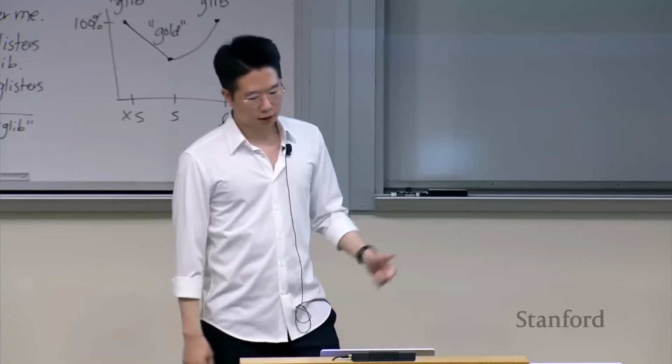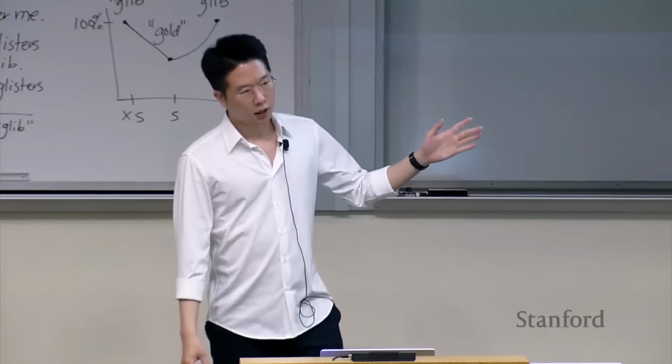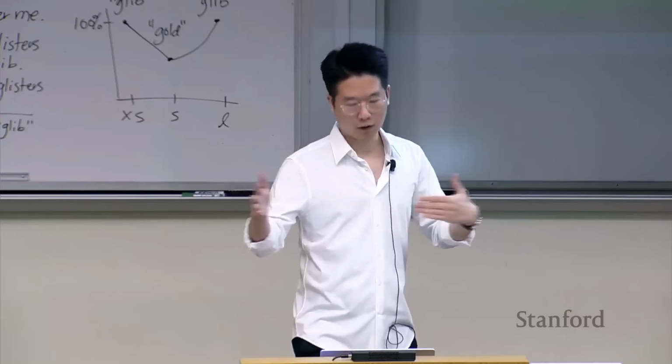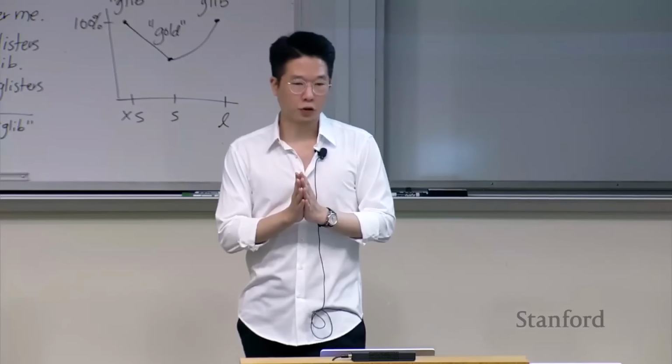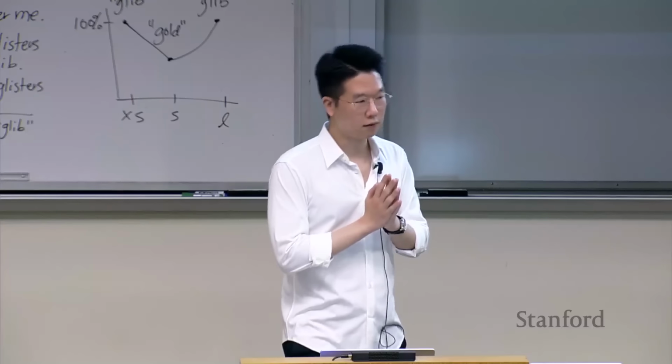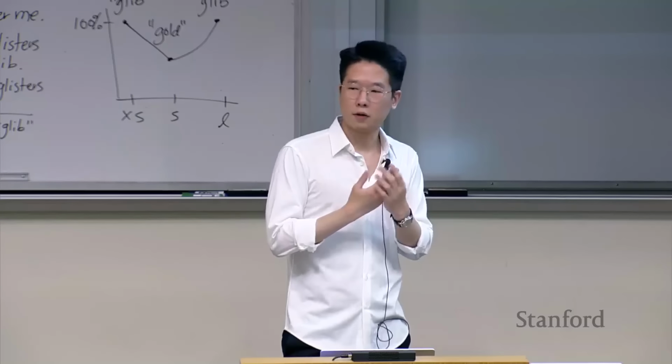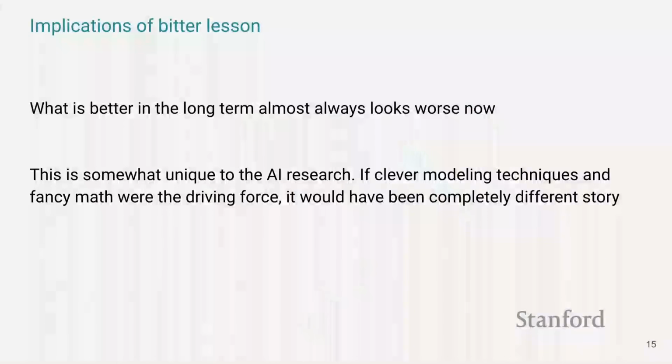So maybe another implication of this bitter lesson is that what is better in the long term almost necessarily looks worse now. And this is quite unique to AI research, because the current paradigm is learning-based methods, meaning that we are giving models freedom, and the machines choose how they learn. Because we need to give more freedom, it's more chaotic at the beginning, so it doesn't work. But when it started working, we can put in more compute, and then it can be better. So it's really important to have this in mind.